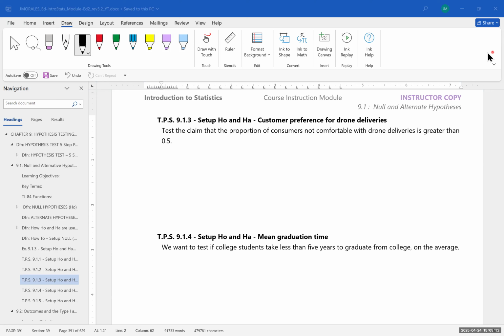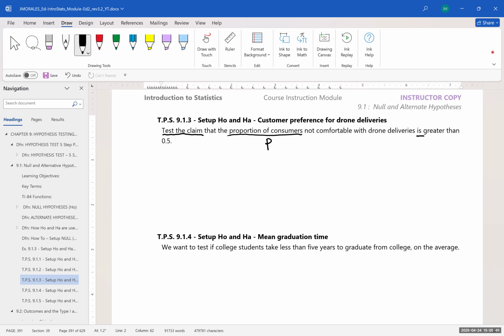Okay, let's look at the first one. Customer preference for drone deliveries. Test the claim that the proportion of consumers not comfortable with drone deliveries is greater than 0.5. All right, so we're going to be doing a hypothesis test that the proportion of customers, now this is referring to all customers, and we're dealing with a proportion, so that's going to be the letter P.